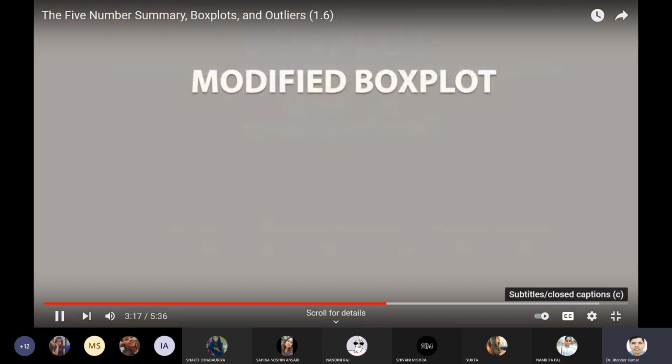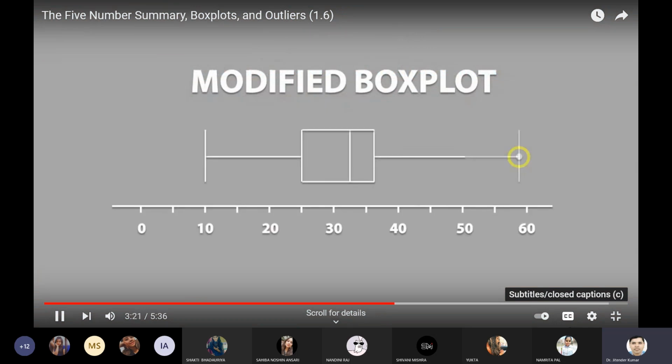We can also have something called a modified box plot. It's like a regular box plot, except it accounts for outliers. Sometimes, outliers in a dataset aren't that obvious. However, we can mathematically check if a dataset has outliers in it.